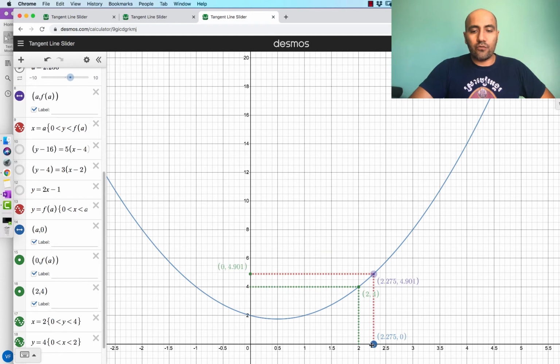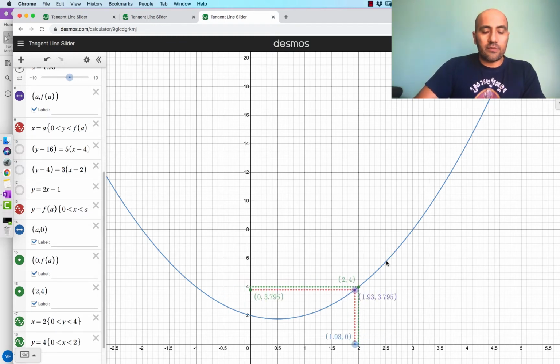So I can approach 2 from the right-hand side. I can go past it and approach 2 from the other direction as well. And we see that in either case, as x gets closer and closer to 2, its output gets closer and closer to 4. So we can see that clearly on here.